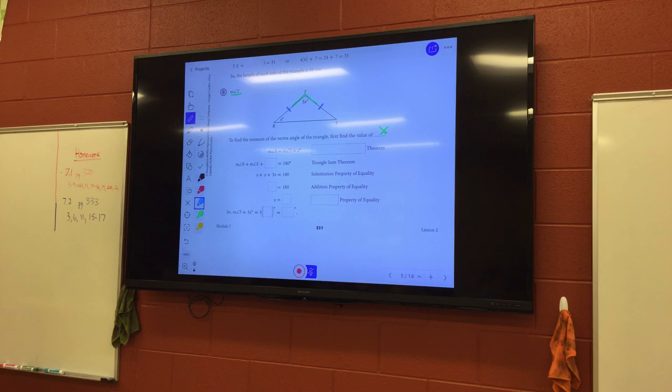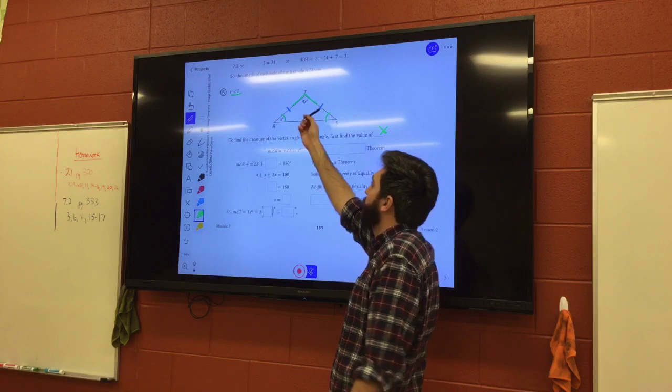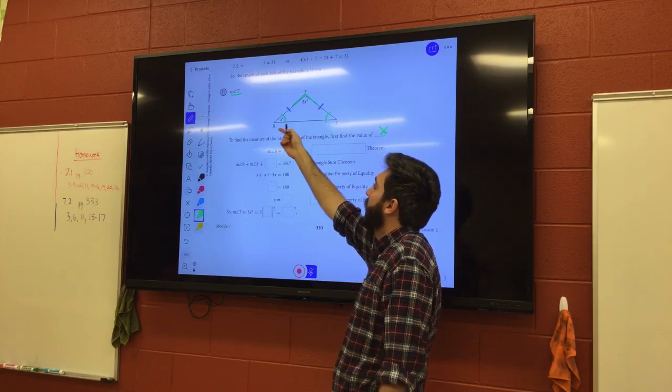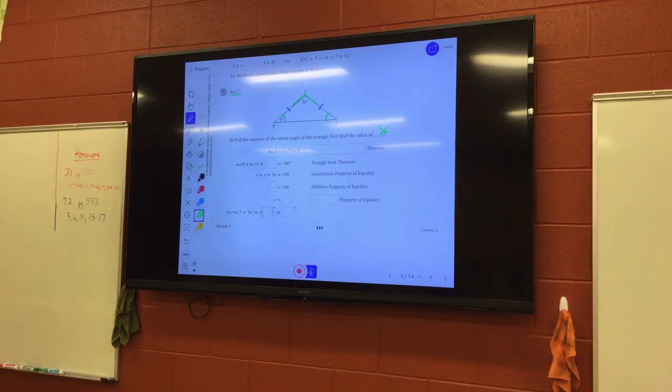So with that, I can say that the measure of angle R is equal to the measure of angle S. I know that because these two sides are equal, so those opposite angles, from here to here and from here to here, are equal. So in that first box, I'm going to put the isosceles triangle theorem.